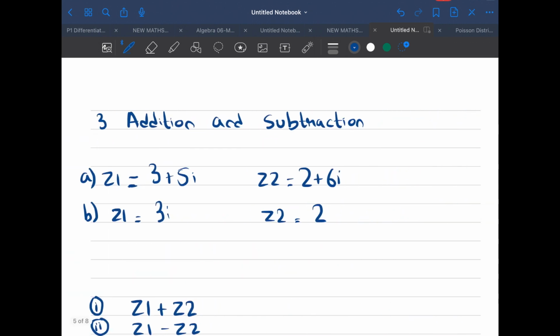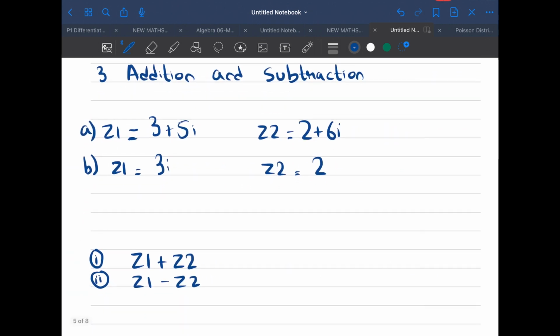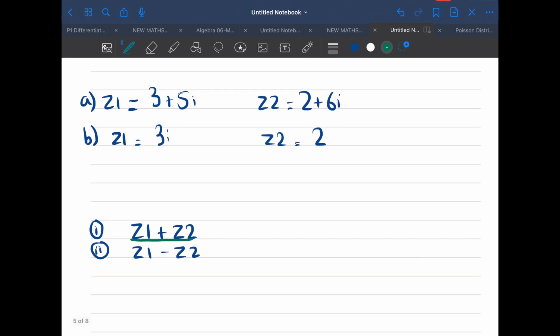Now let's move to the third part. Third part is addition and subtraction of complex numbers. It's really simple. In part 1, I need to add z1 plus z2. Let's do that.